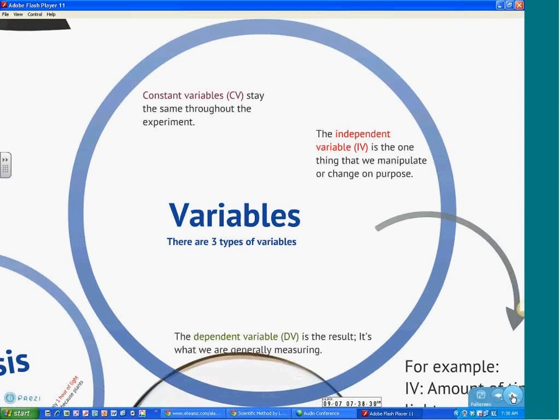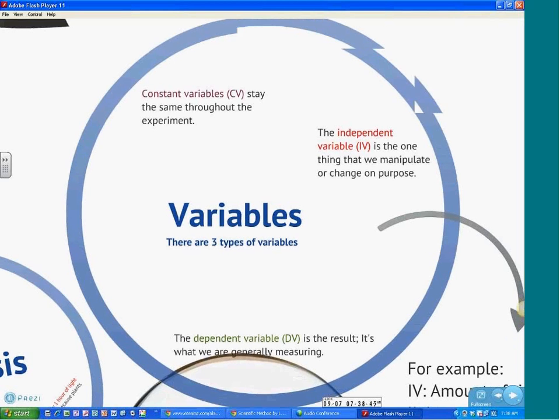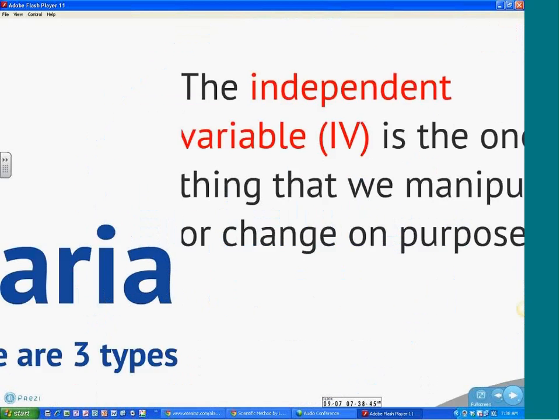This leads us to wanting to make sure that we narrow our focus. We're not testing other things that we don't want to find in our experiment. These are called variables. We want to limit the number of variables, and there are three main types.